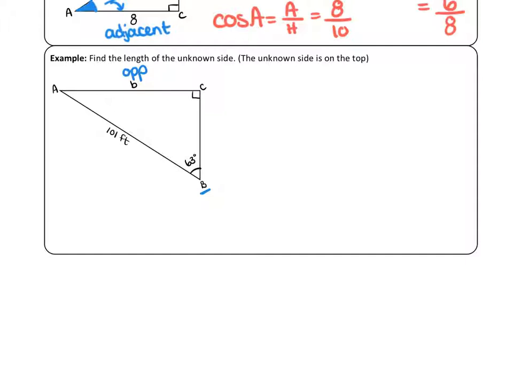Beside it is our adjacent. And then across from the 90 is our hypotenuse. Okay, so it's really important to label those first. They make it really easy.